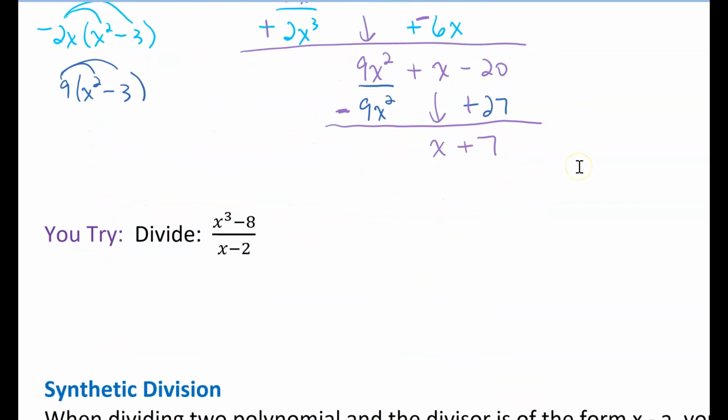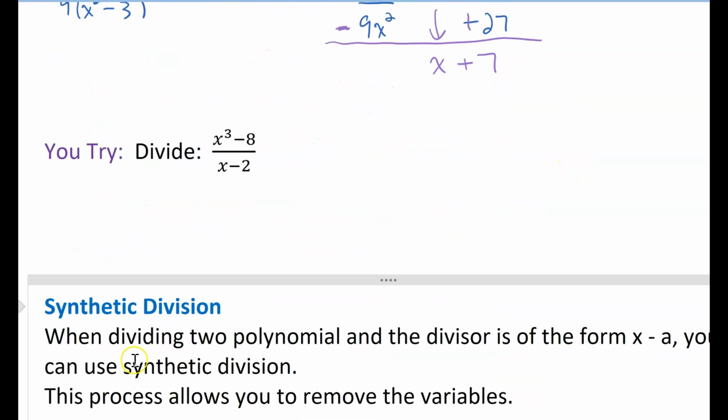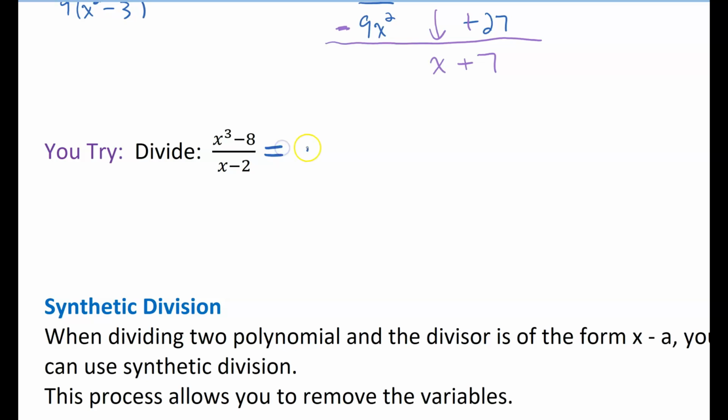All right, here is one for you guys to try. You should have gotten x squared plus 2x plus 4. Did anybody run into any problems with this one? I saw a couple of sign errors. I know not everybody put those placeholders in for the missing x squared and x term. That's perfectly fine, just make sure that you don't add the wrong columns together.